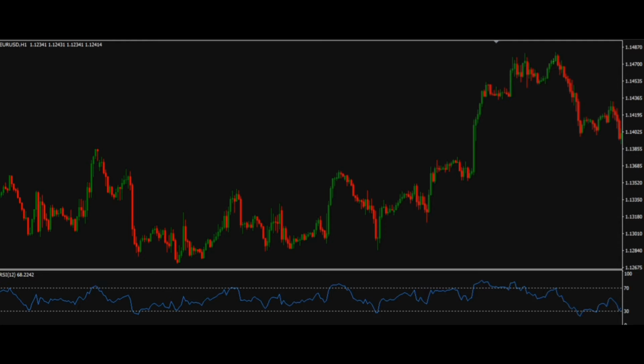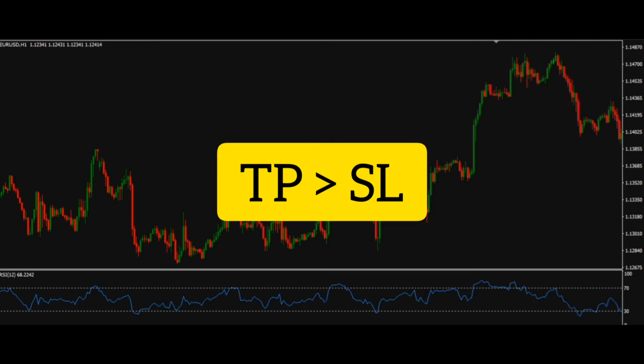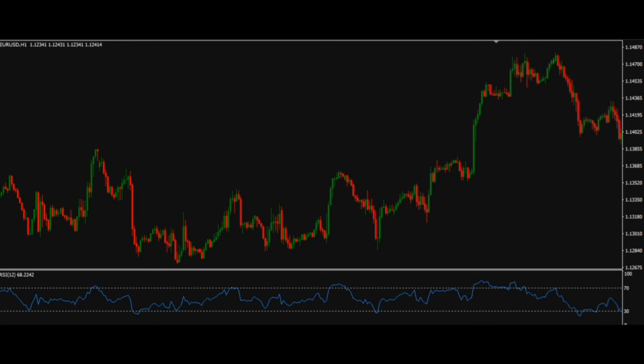Take profit and stop loss are set using support and resistance. Note that the take profit must be greater than the stop loss. Buy signal: when the RSI line breaks the trend line, a buy signal will be sent to us and we will buy, with the limit of loss and the limit of profit at support and resistance, so that the profit margin is greater than the loss limit.